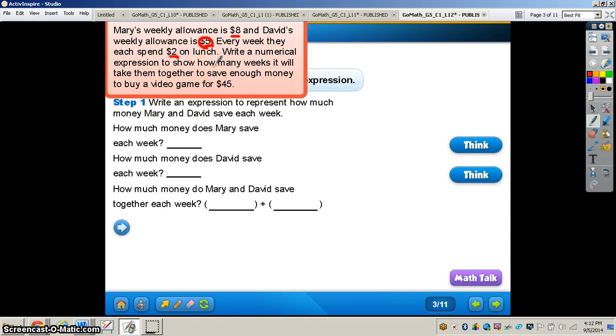All right, now we can see it says write an expression to represent how much money Mary and David save each week. So how much does Mary save each week? Each week Mary gets $8 and spends $2. So what we have here is 8 minus 2. Now, how much does David save each week? Each week, David gets $5 and spends $2. So we have 5 minus 2. How much do Mary and David save together each week? What we can do here is $8 minus $2, plus $5 minus $2.